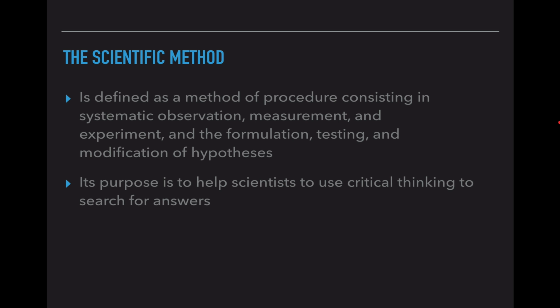So you have a hypothesis. I think something happens for a certain reason. The scientific method is the way that you go about testing to see if you can support that idea or refute that idea. Its purpose is to help scientists use critical thinking to search for answers. So they don't want to just start an experiment without making a plan. This gives them steps to follow, in addition to ideas that they have to cover and talk about before they can move forward with that plan.